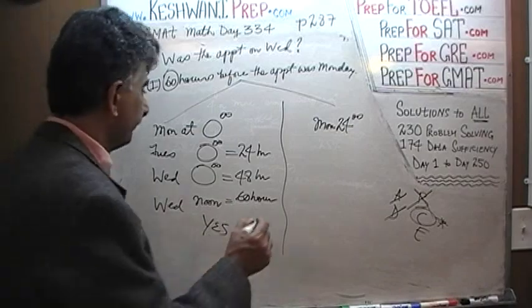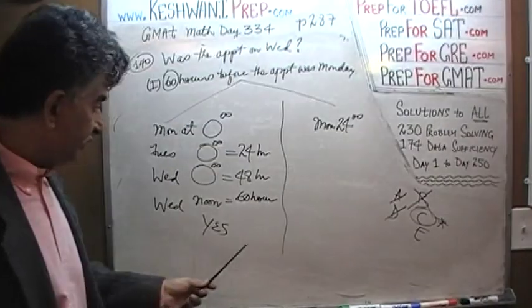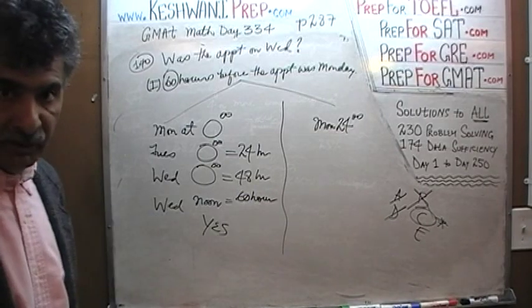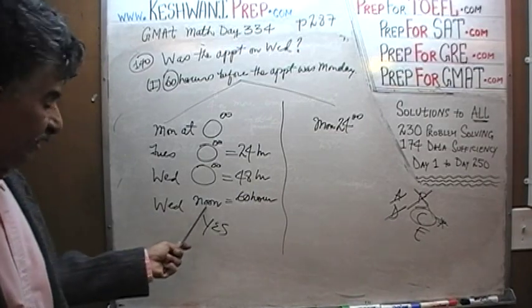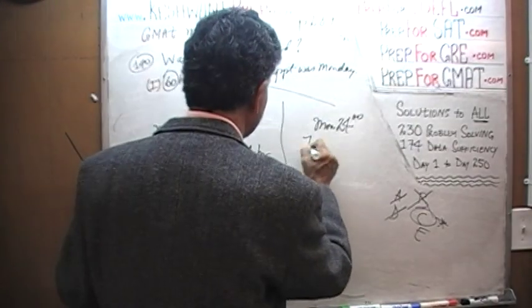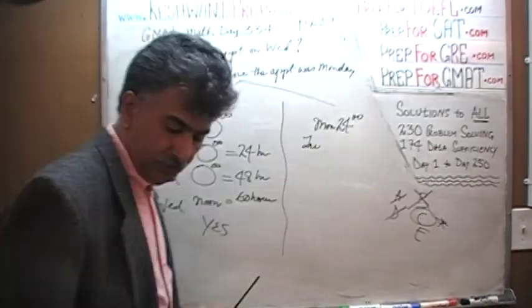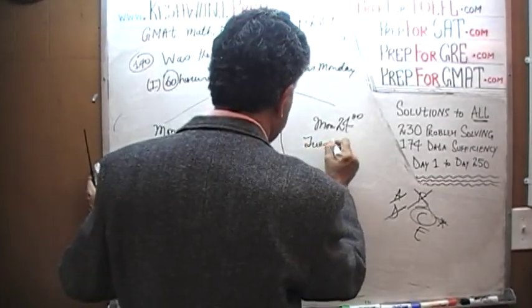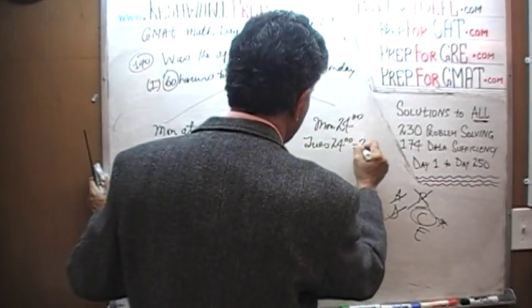Let's look at another scenario. Well, you can tell immediately what's going to happen. Whatever happened here, everything is going to happen 24 hours later. So instead of Wednesday noon, we're going to end up on Thursday noon. Let's see. So by Tuesday at 24 hours, it's going to be 24 hours.